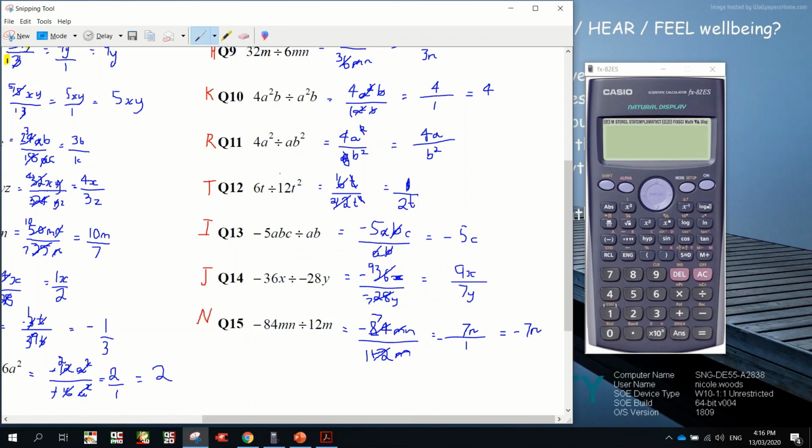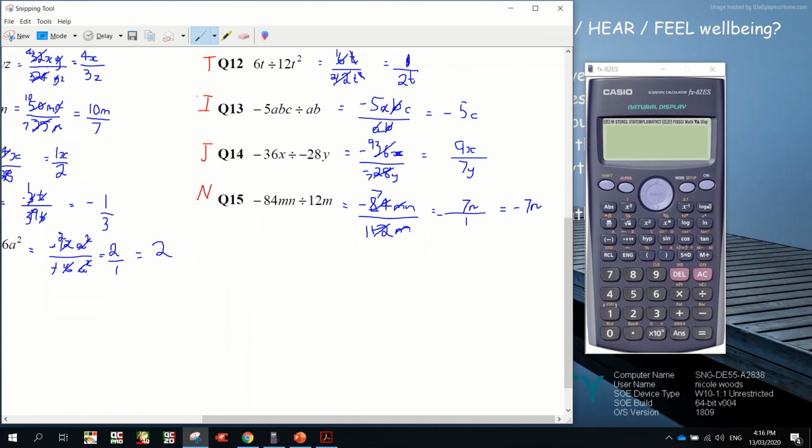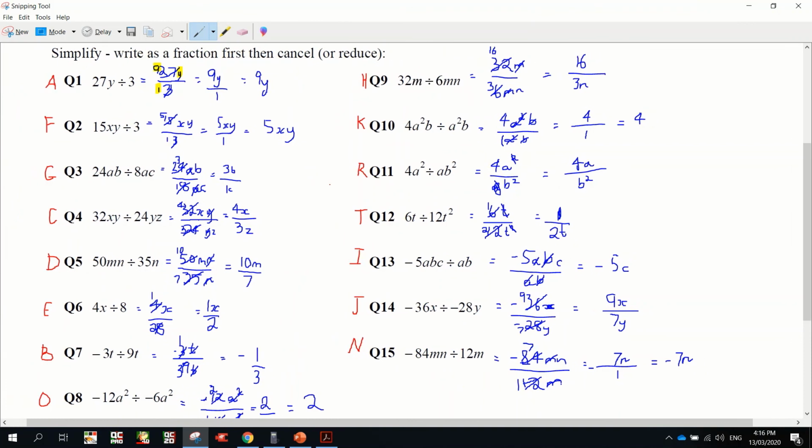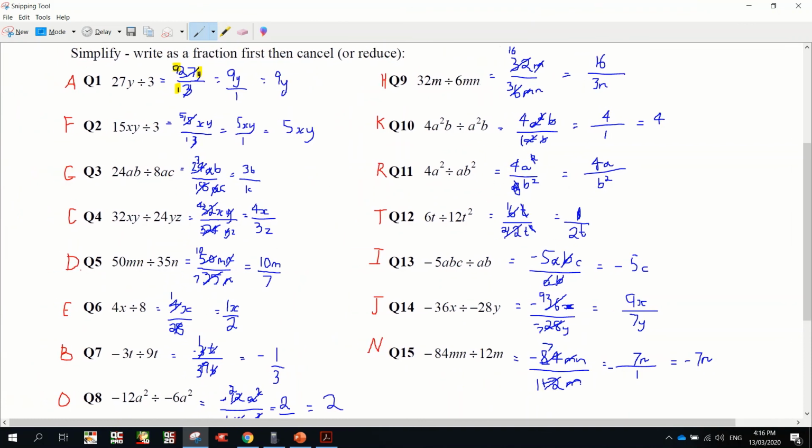Done. Now if I just zoom out on all of that, or maybe I'll maximize that. We have our answers there for all of our questions with our working out. I can't see my cursor anymore. There it is. And all these letters down the side here, your A, F, G, C, D, all the red ones, you can go into Maths Online now and enter those in for the division worksheet.